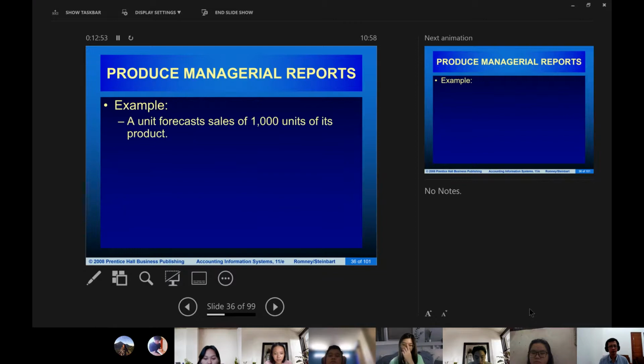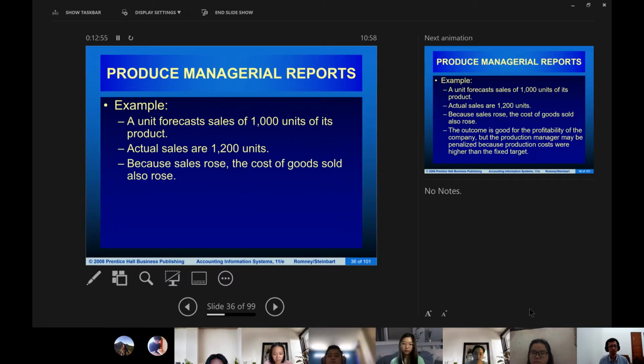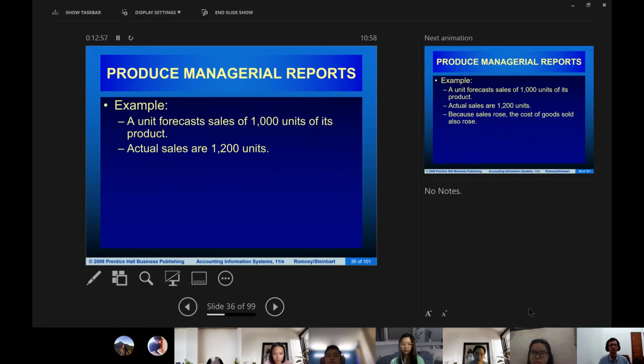Let me give you this example. For example, a unit forecast sales is 1,000. So a product was forecasted to be sold 1,000. But in reality, because the sales department are so good in their job, they were actually able to sell 1,200 units. So there's an increase of 200 units.